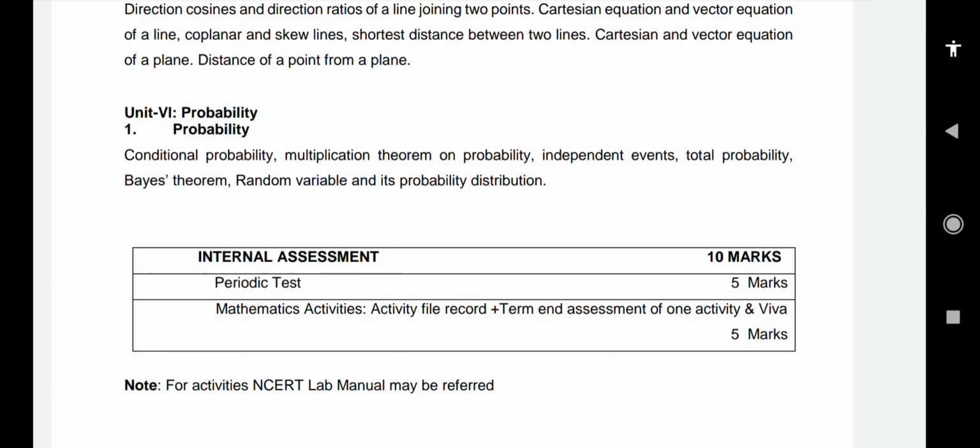And you have internal assessments present, which is for 10 marks. You have 5 plus 5 for the periodic test or the unit test, and the other 5 marks is for math activities. So this is the complete syllabus for class 11th and class 12th students. Now let me just tell you the chapters which are being cancelled. I mean not the chapters, the exercises cancelled in the class 11th and class 12th syllabus.